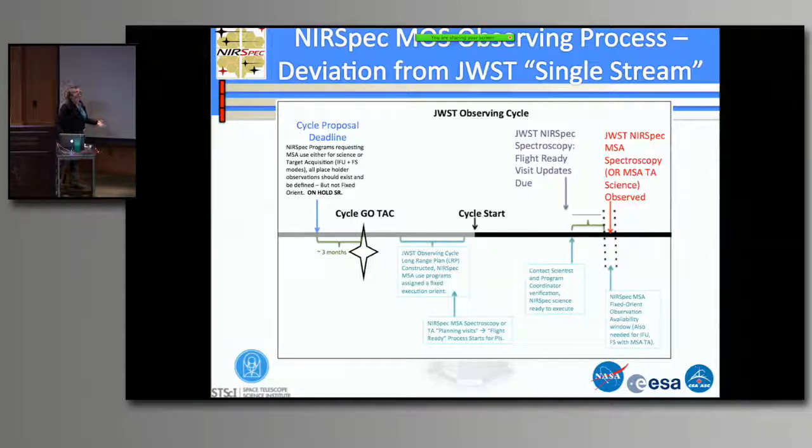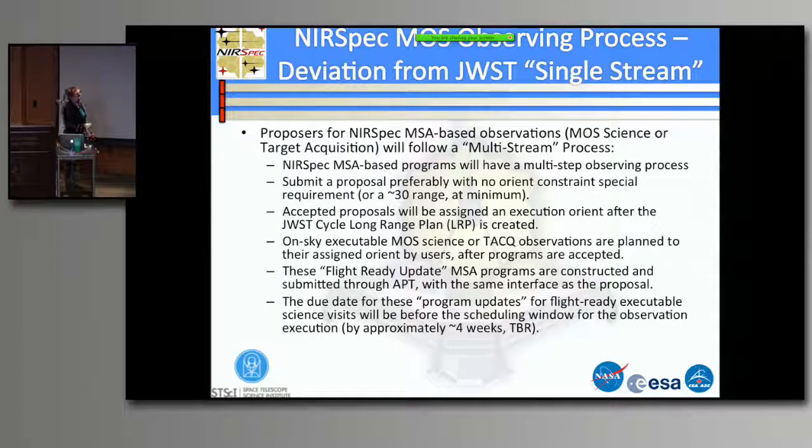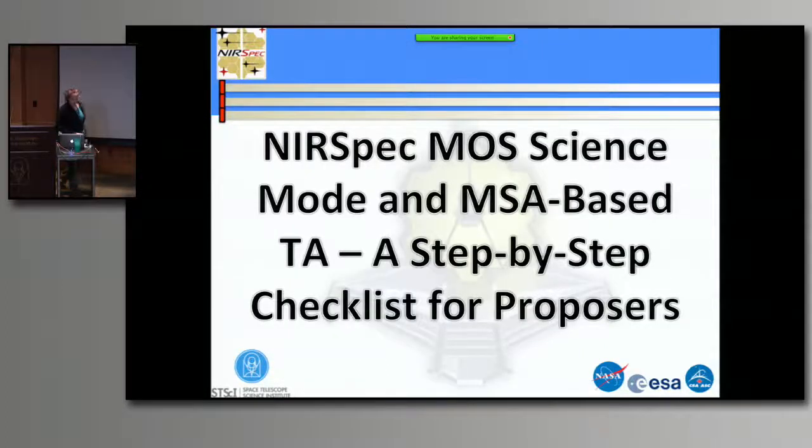And so my next slide is basically just a text summary of what I just showed, basically for people that just download the slides on the webinar and don't watch the presentation. I wanted to make sure that the text is clear and you can make sense of the presentation without watching the video. So now we've seen the multi-phase observing process for the NIRSpec MSA-based observations. And so this is just a summary of the MOS mode and MSA-based TA, kind of a step-by-step checklist for proposers.